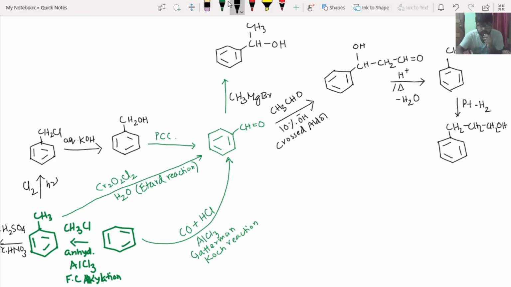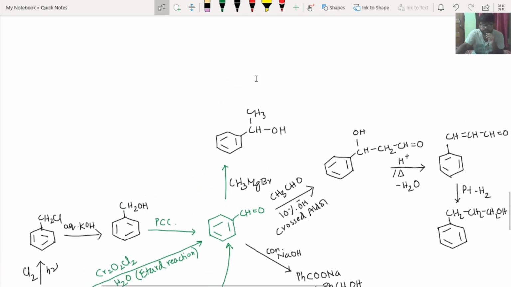Now let's go back to this benzaldehyde and let's try to treat it with some strong base, concentrated NaOH. What is going to happen? Obviously Cannizzaro reaction will be the reaction and the product will be something like this: the mixture of PhCOONa and PhCH2OH.